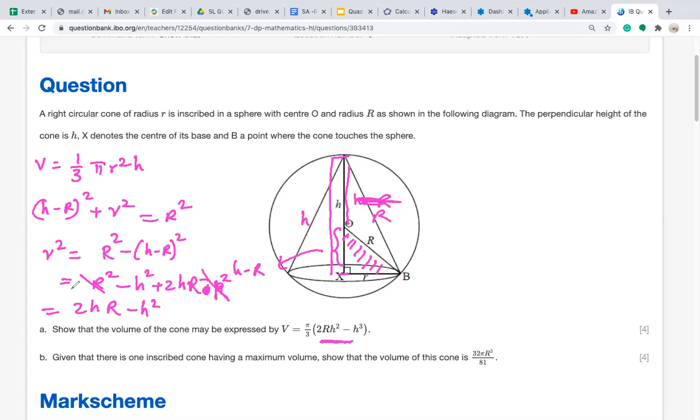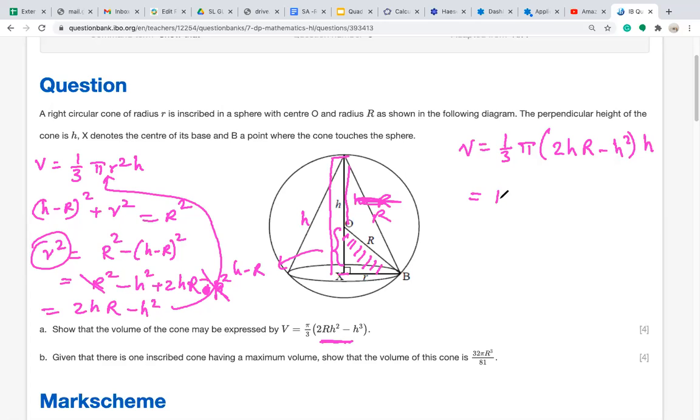So if you plug this r square value out here, what we get is that the volume of the cone is actually 1/3 pi times, r square is nothing but 2hR minus h square, times h. And if you simplify this, it is pi over 3, which is this, times 2h square R minus h cube. That's what we wanted here.